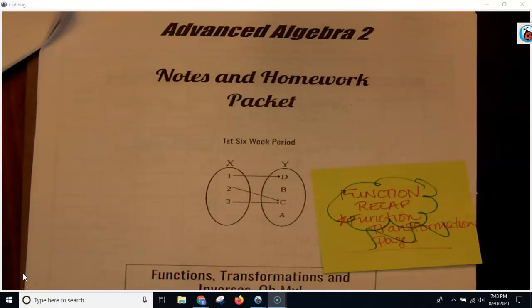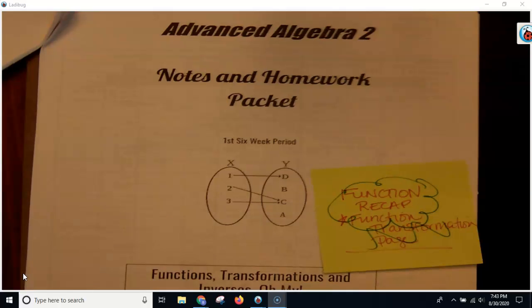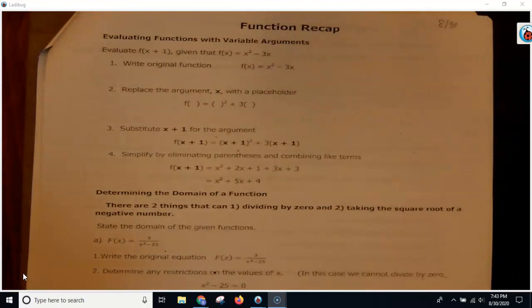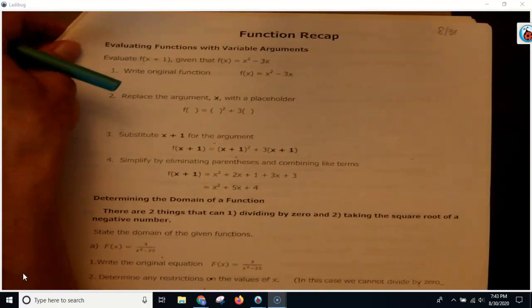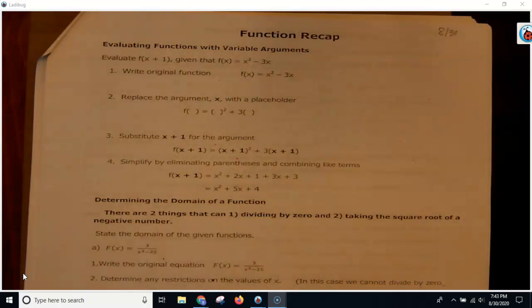Okay, Algebra 2, we're going to do a function recap. So let's talk about this. So here's our function recap. This really sets it out nicely and explains it really nicely.